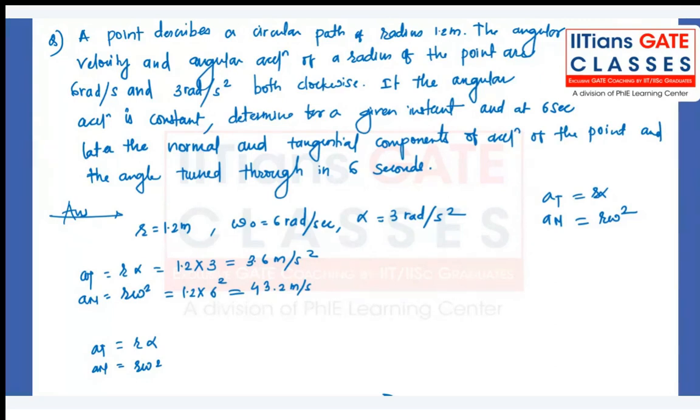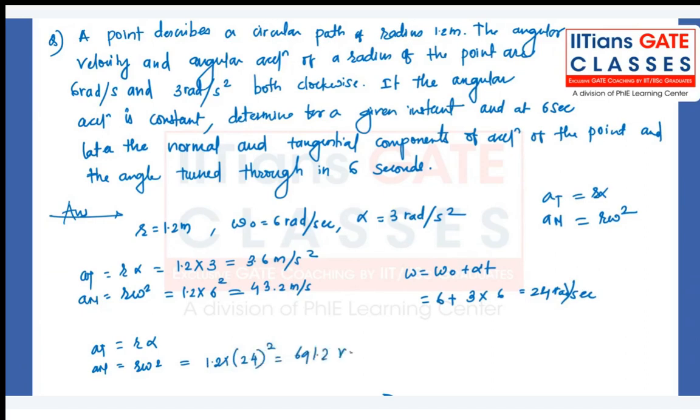Yeah, correct. In order to get that, you should first calculate the omega. Omega is equal to omega naught plus alpha t. V is equal to u plus at, we know, right? So 6 plus 3 times 6 is 24 radian per second, and so AN will be 1.2 into 24 square, which is 691.2 meter per second square. Your tangential component of acceleration will remain same because it's a constant acceleration problem, 3.6 meter per second square.